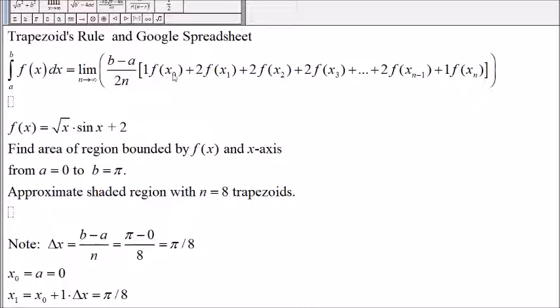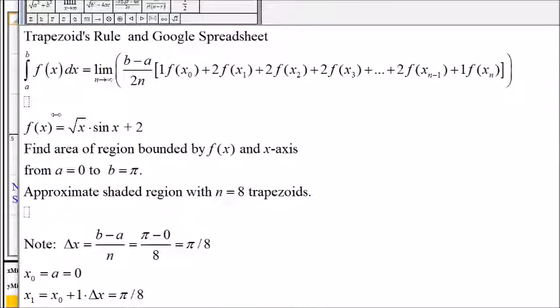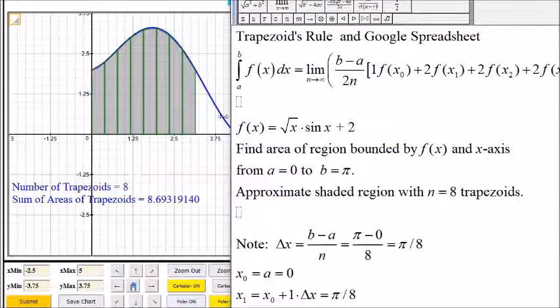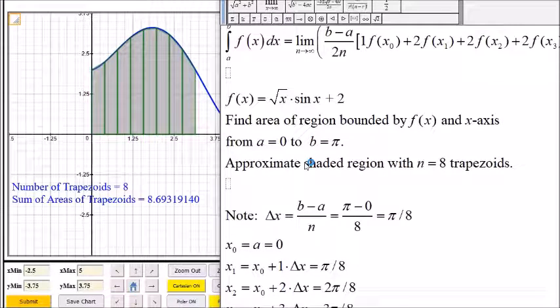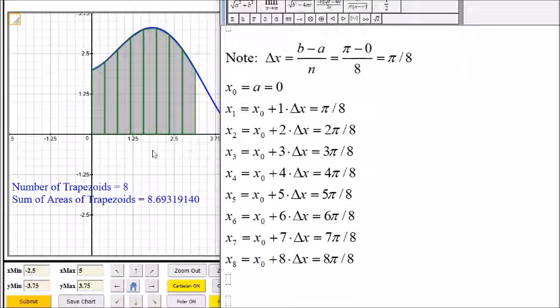So first we need to calculate the x of i's: x of 0, x of 1, x of 2, all the way up to x of 8. So here's the graph, and here are the 8 trapezoids. This is x of 0, x of 1, x of 2, x of 3, x of 4, all the way up to x of 8.